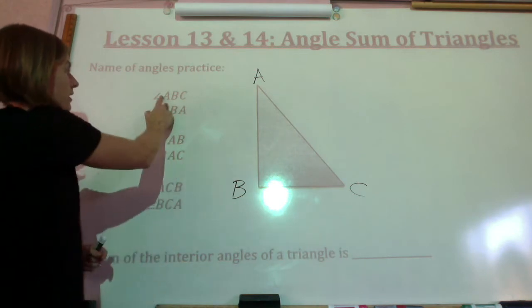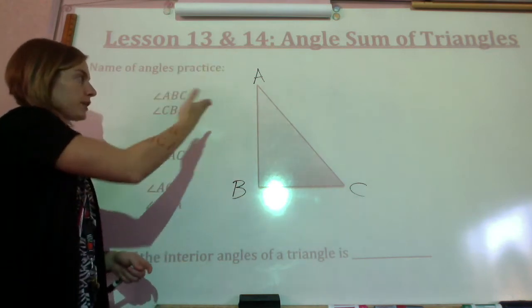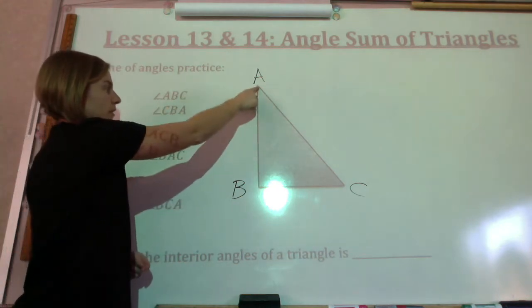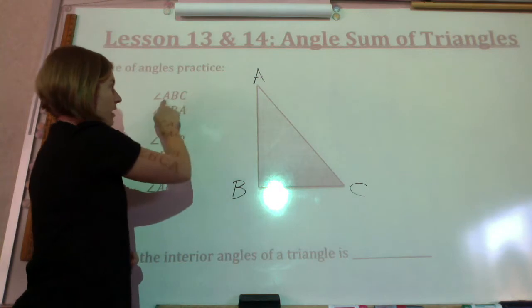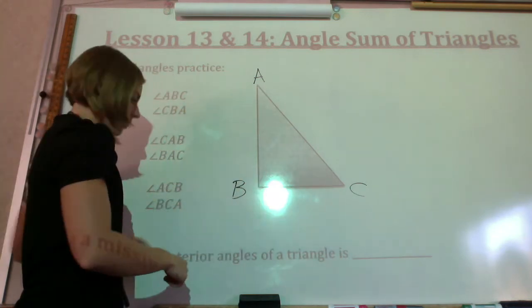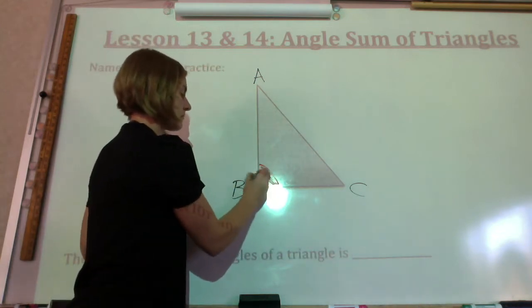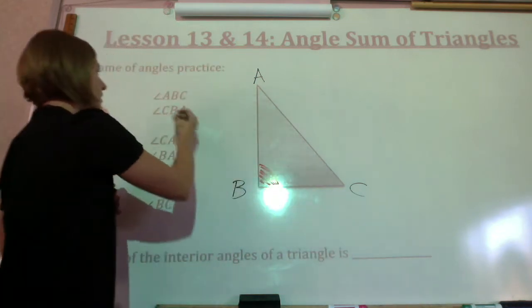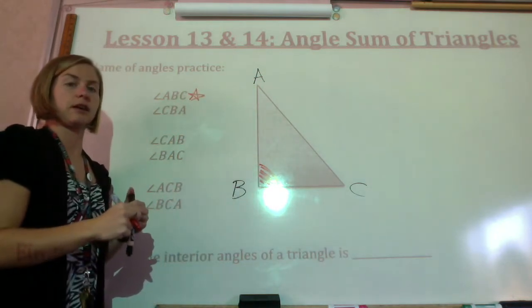So this one right here, angle ABC. The way that you tell which one we're talking about, because there's three to choose from, is you start with the first letter, go down to the second letter, and to the third. So ABC is talking about this angle right here. So let's color that in. So angle ABC is this red one down here, okay?